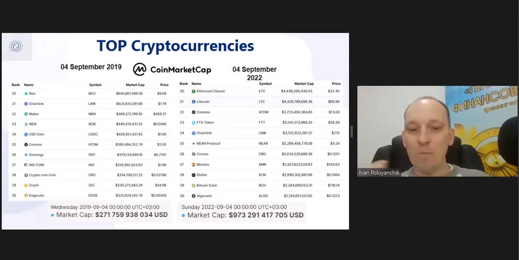I don't think anyone would research the background and the history of every single coin in the top 30, because they're changing all the time. Today it's one set of coins, tomorrow it's a different set of coins. And the cryptocurrency market is changing all the time. Let me give you just one example with the Luna token.